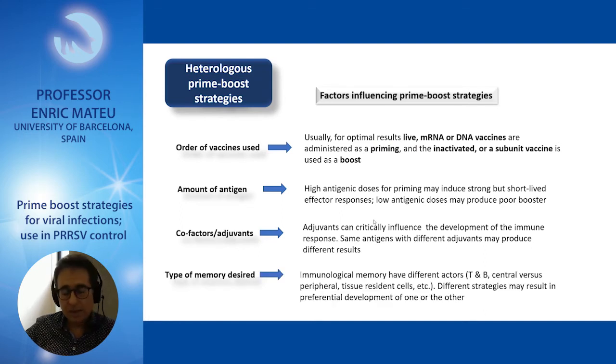And fourth is the type of memory that we want to prime or to boost. As we saw before, the immunological memory has different actors: T memory cells, B memory cells, central memory cells, peripheral memory cells, tissue resident cells. Different strategies may result in a preferential development of one type of cells or the other. The problem here is that we are not very clear about how to prime or how to boost specifically one type against the other.